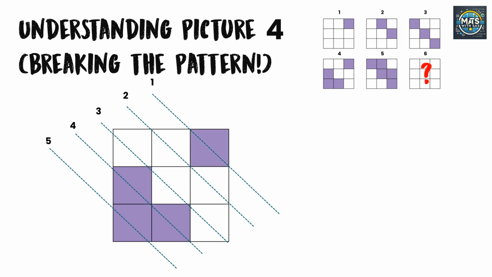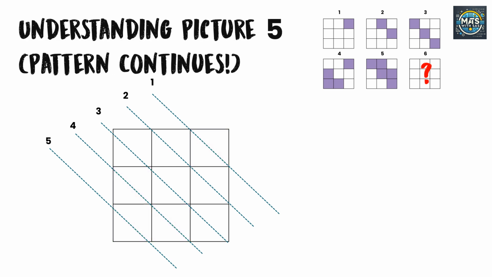Now let's check if this rule continues in picture 5. In picture 5, we have to fill 5 purple squares. Using the same logic, we need to start with the next diagonal. Since for picture 4 we end with diagonal 1, now we have to start with diagonal 2. So it can hold 2 squares. The remaining squares move to the next diagonal 3. Here we can fill another 3 in diagonal 3. So a total of 5 squares are filled using diagonals 2 and 3.